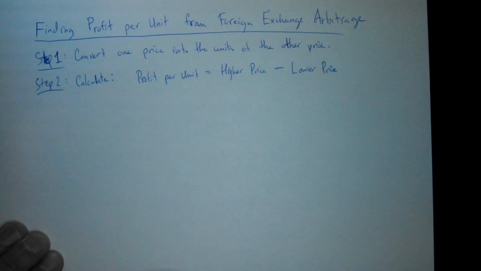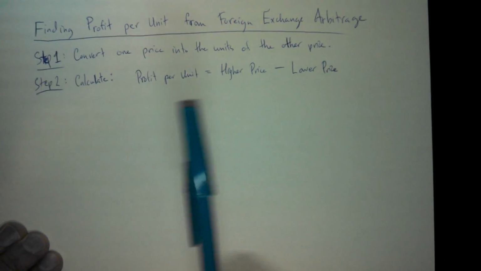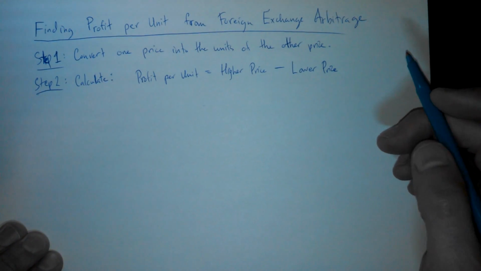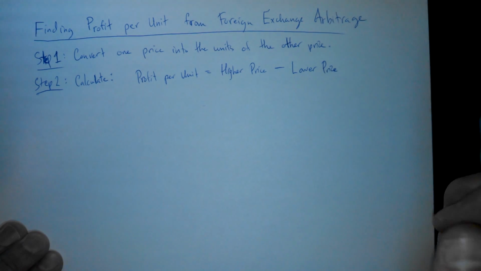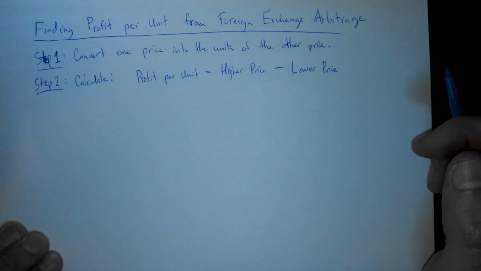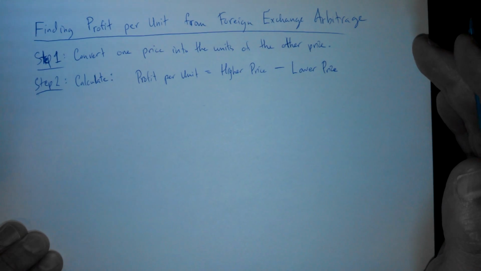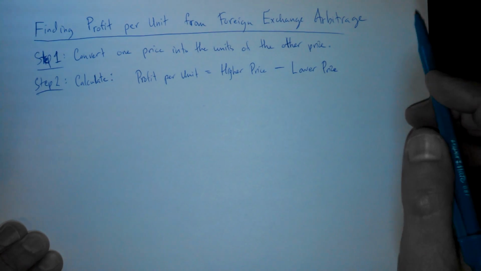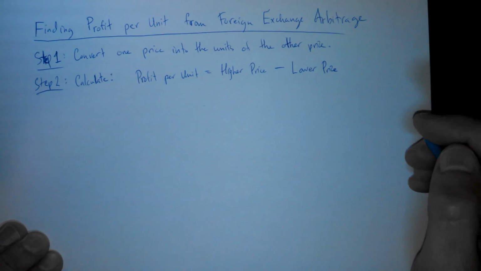So when you do this, it might not be obvious right off the bat when you're looking at these two prices, the price of a good in one country and the price of that same good in another country, whether or not there is a profit opportunity, whether or not there is an opportunity for arbitrage, right?